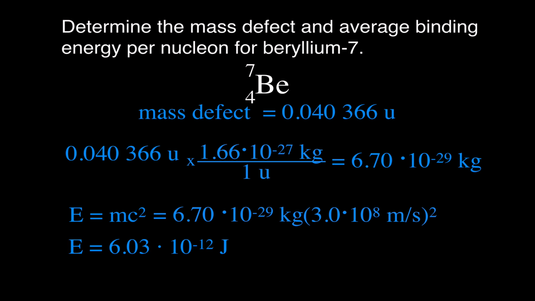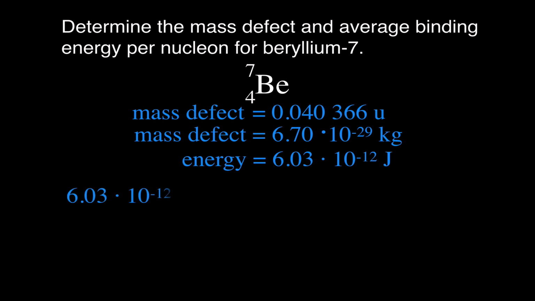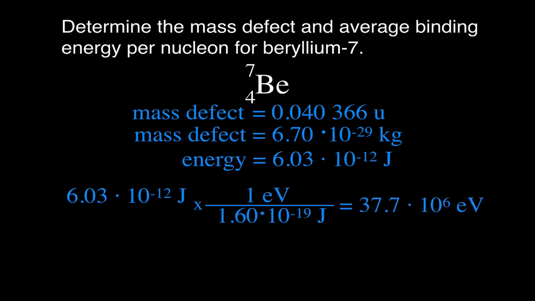joules. And we can convert the joules, of course, which is energy, into mega electron volts, which is another unit for energy, because we know 1 electron volt is 1.6 times 10 to the minus 19 joules, and that's 37.7 times 10 to the 6 electron volts, and times 10 to the 6 is mega, so we can just say that's 37.7 mega electron volts.